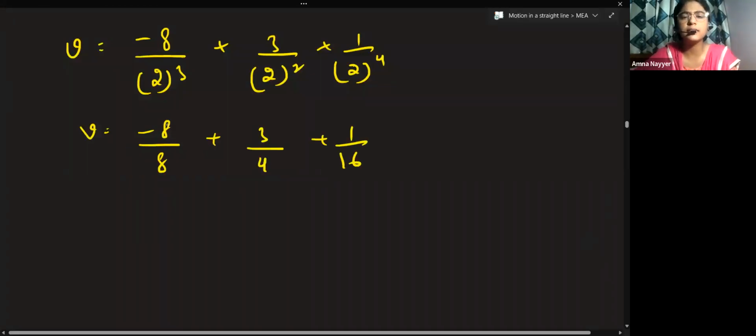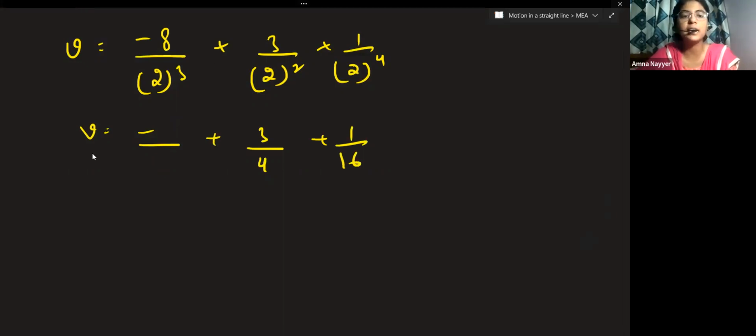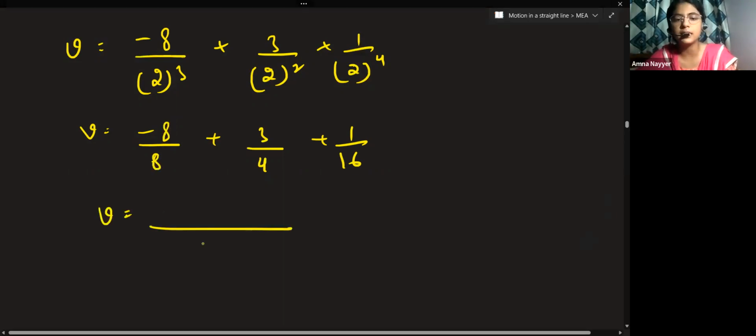So this gets cancelled. Or let's not cancel it, because LCM can be taken easily. 8, 4, 16, these are there. So 16 can be taken as the LCM. Let's not cut it. Our calculation will become easier then. 16 is the LCM. So here it will be minus 16 plus 12 plus 1. So velocity comes out to be minus 3 by 16 meter per second.